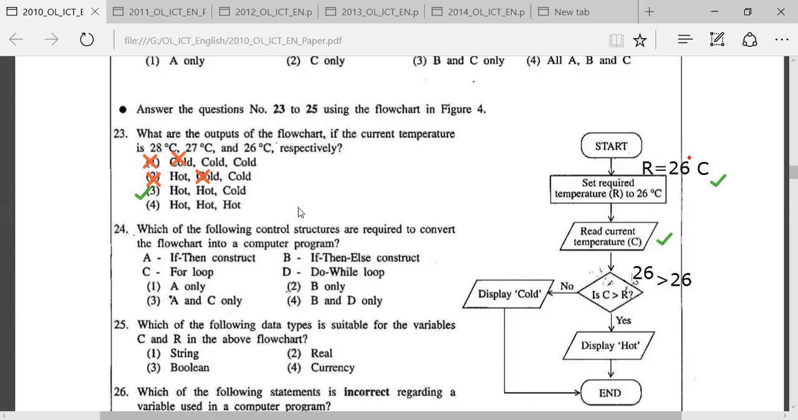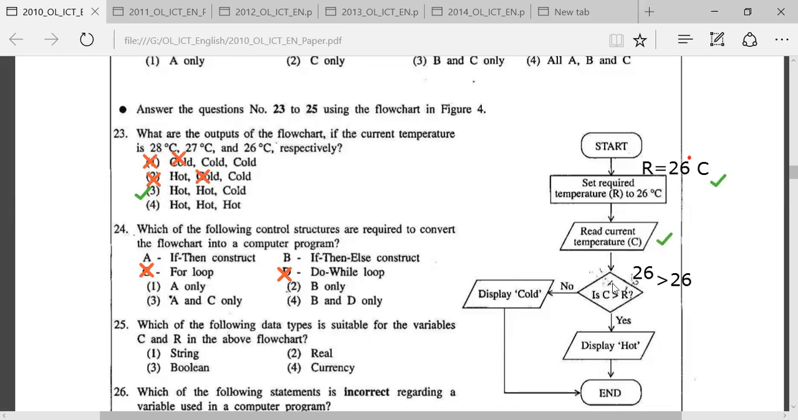Question number 24. Which of the following control constructs are required to convert the flow chart into a computer program? As I said earlier, in this flow chart, sequence is there. Sequence is the one step by step. So that is there. Selection, we already identified, it is a simple selection. So you will have yes and no. There's no any iteration. So straight away you can remove D, C.